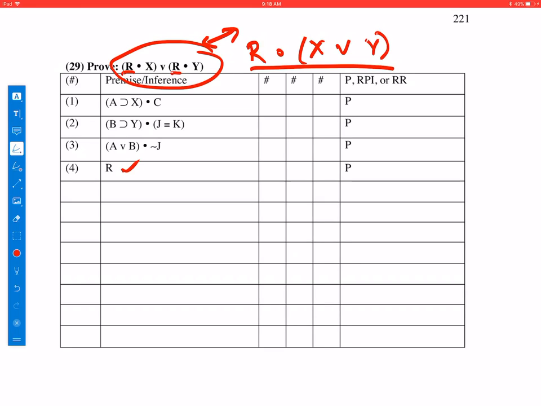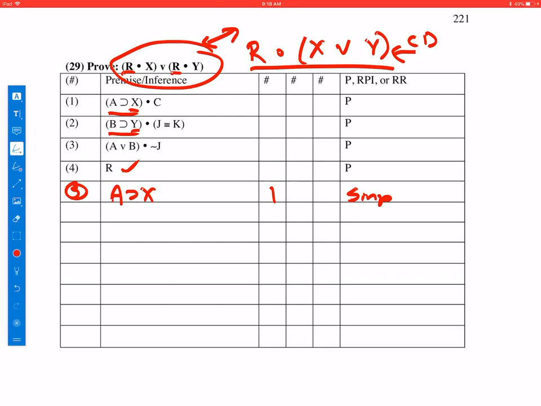And I notice I have an R, so all I really would need is the X or Y. And notice what's in the consequent of 2 conditionals, X and a Y, which makes me think, just like the previous problem, that we can use CD to get to this disjunction. So let's get those parts from 1 and 2 and figure out the rest momentarily.